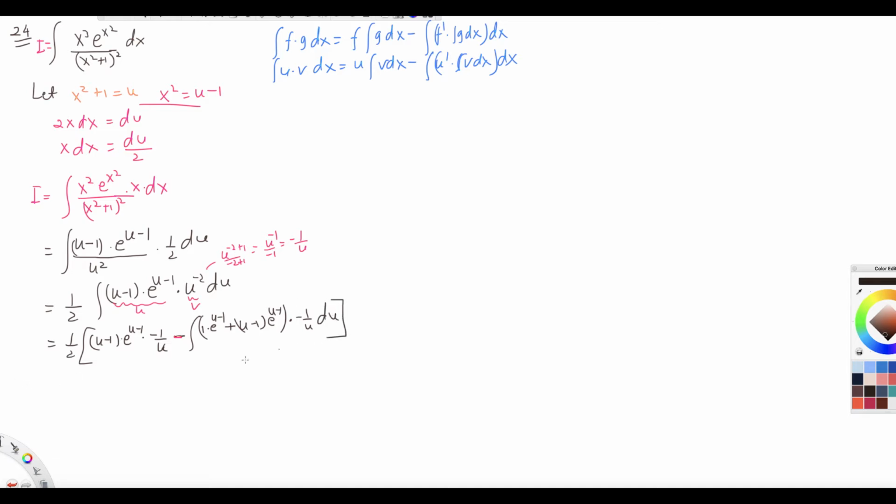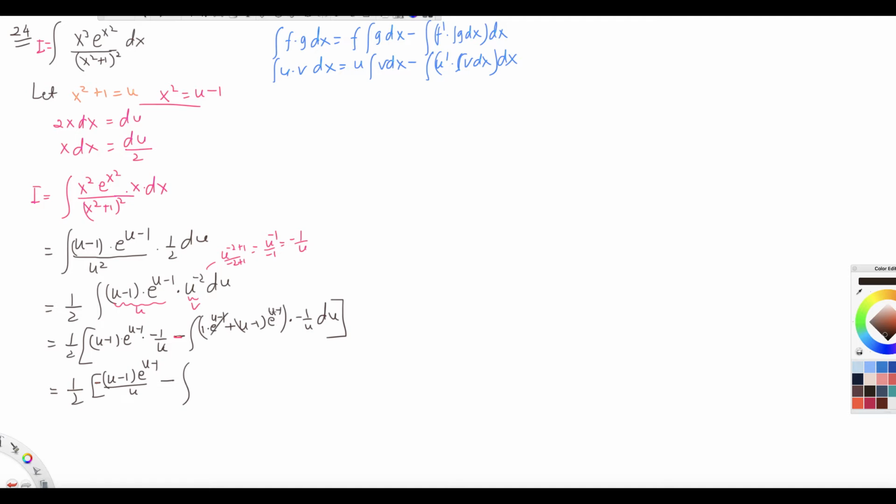Okay, and then there is a bracket. This is a little bit tricky because it has 3 terms. What do you get here? You get u minus 1 times e to the u minus 1 over negative u. You can put that negative sign on the top, no problem. Minus integral. Let us see what is happening here. e to the u minus 1 times 1 is e to the u minus 1, plus u times e to the u minus 1, minus 1 times e to the u minus 1.